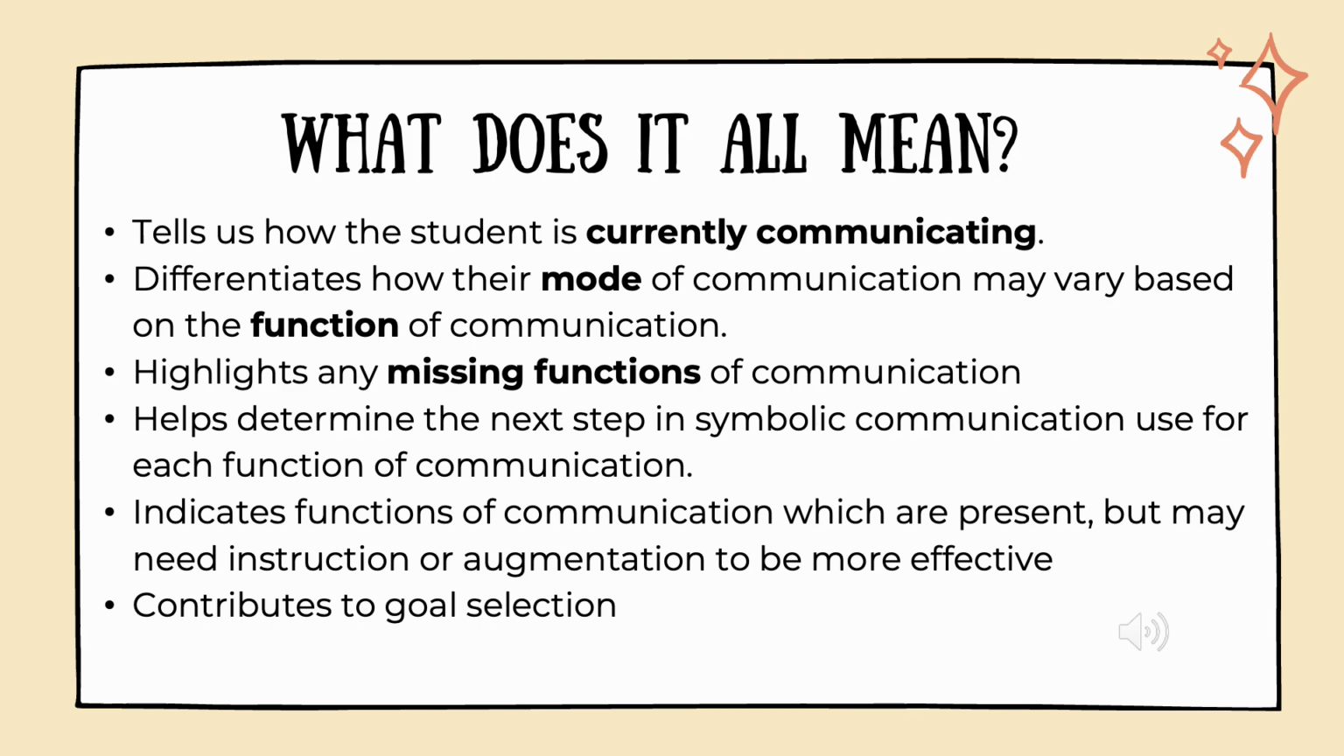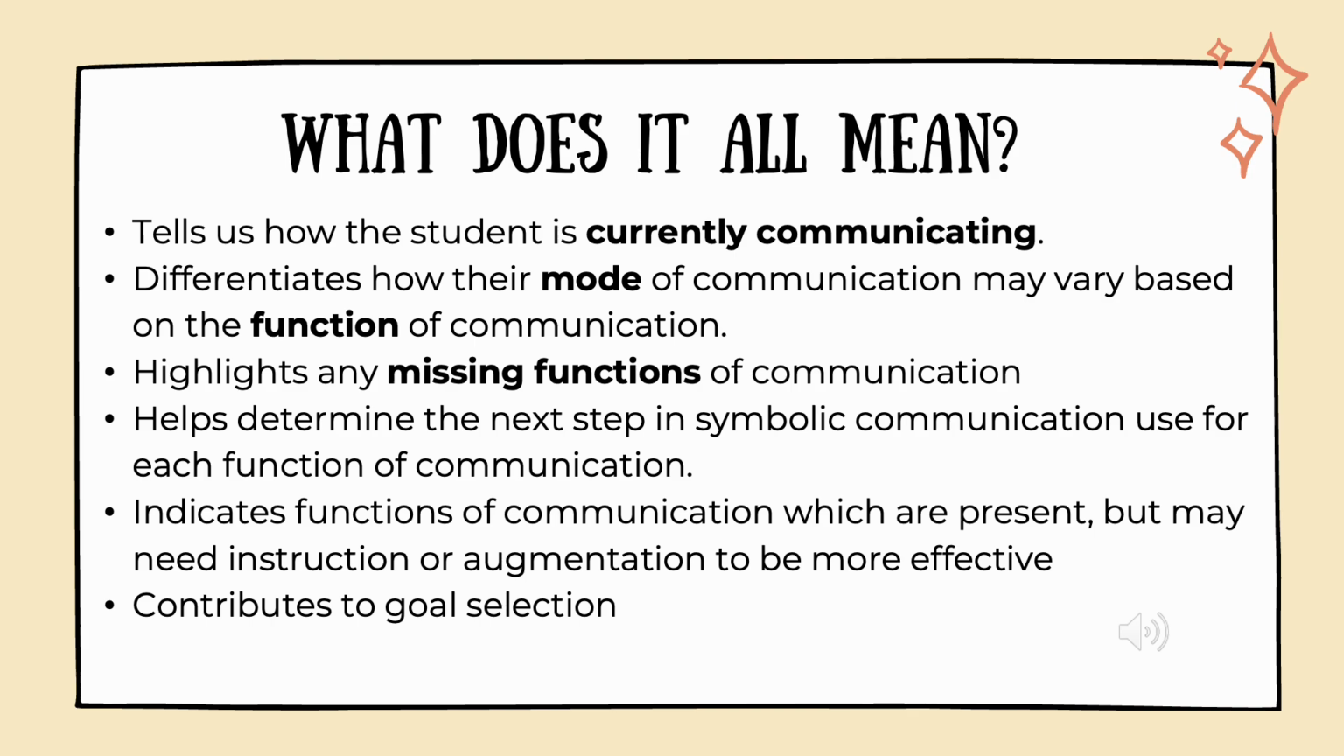Well, when you finish the communication matrix, we're going to know how the student is currently communicating for a variety of functions. It helps us to see what functions of communication they might be missing. Sometimes our little friends are very good at communicating to ask for something or reject something, but aren't yet sharing information or socially engaging. That's important for us to know. It helps us figure out what the next step in symbolic communication may be.